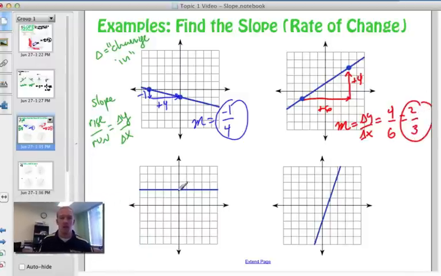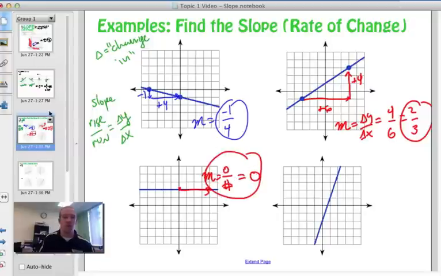This would be a 0 change in y over some change in x. So a 0 change in y over some change in x, it's the number symbol, would just equal 0. Right? Or if you remember from the slide we just looked at. And then here, this doesn't give us any points to specifically look at. So what we have to do is pick good points.